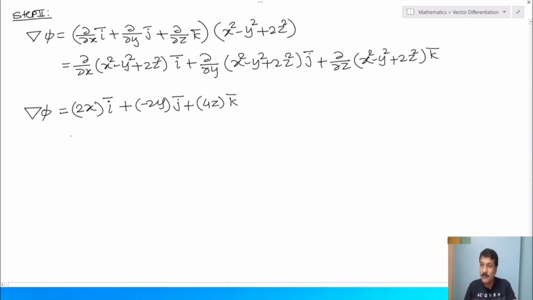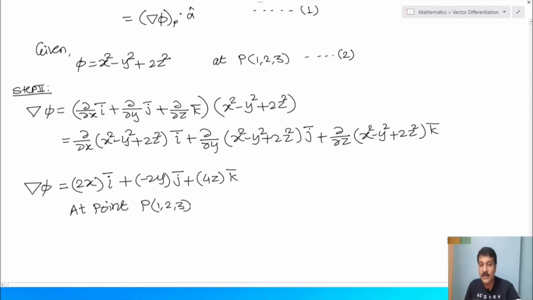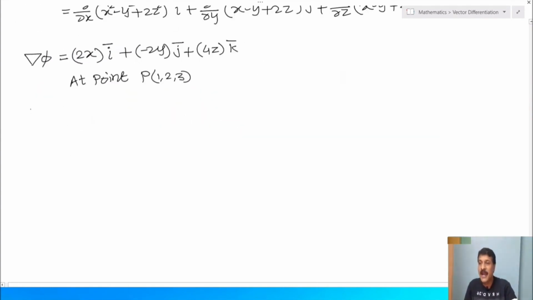So at point P, we want to find del phi. So what is that P point? P point is (1, 2, 3). So del phi at point P, it means we have to put x equal to 1, y equal to 2, z equal to 3. So 2x means 2 into 1, minus 2y means minus 2 into 2, it is 4j, and 4z means 12k. This is your del phi. It is equation number 3.